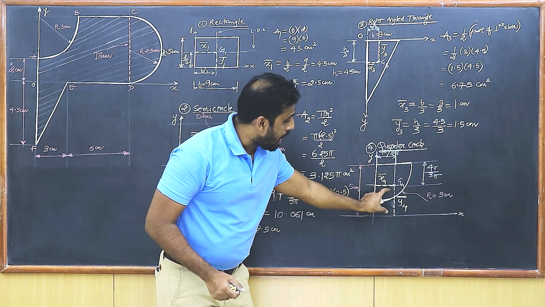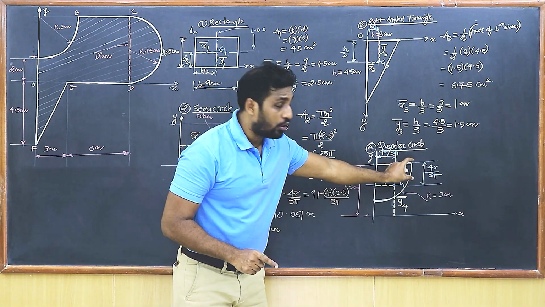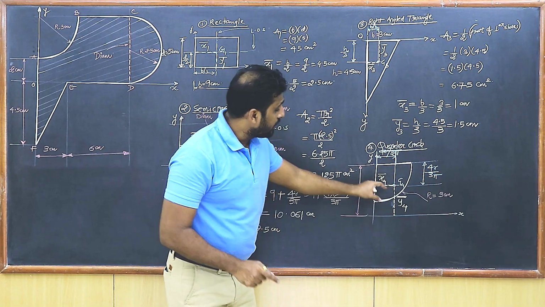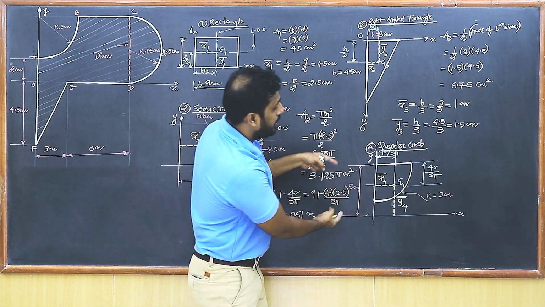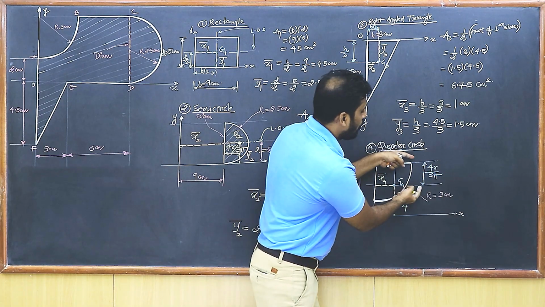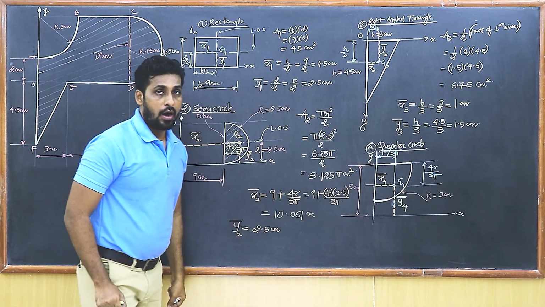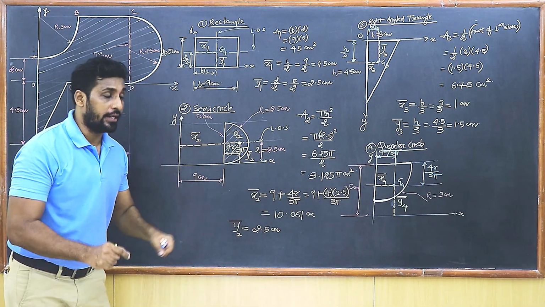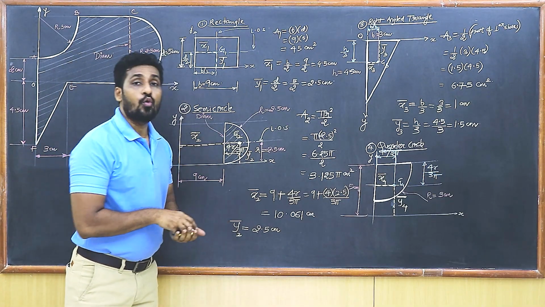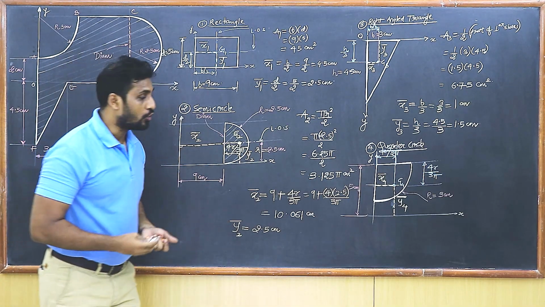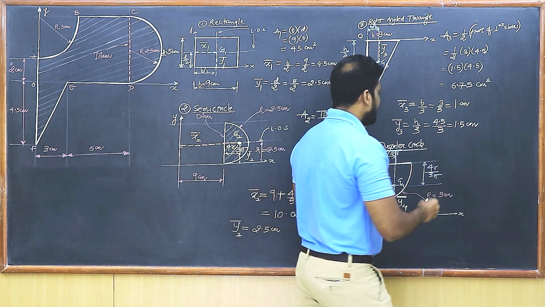But look at y4 bar. Y4 bar is not 4r upon 3 pi. It is going to be this 5 centimeter, whatever length you have here, 5 centimeter minus the distance of 4r upon 3 pi, isn't it? So be very careful while writing the coordinates of the centroid. Now, the very first thing, I should always write what? I should always write the area first of all. So the very first thing I'm going to write is the area.